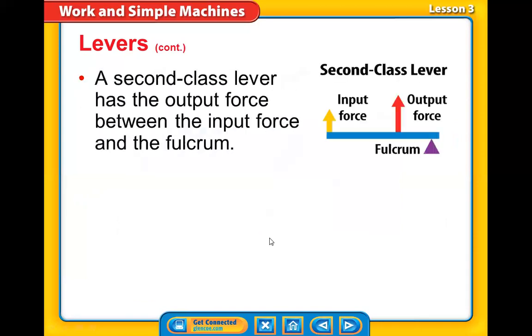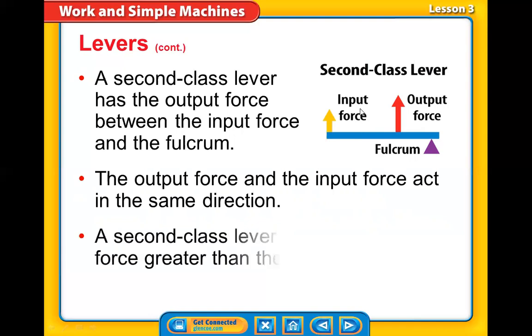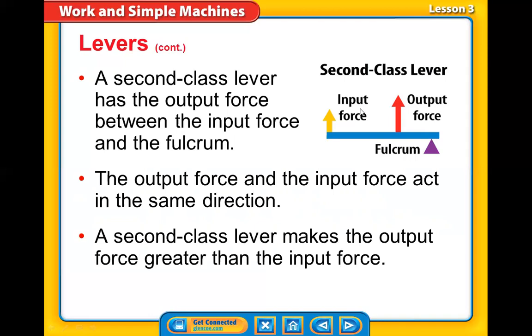In the second type or the second class lever, as we can see here, the fulcrum is not between the input force and the output force. No, the one in the middle or in between them is the output force. So the second class lever is the type of lever that has the output force between the input force and the fulcrum, the fixed point. And also we can see that the two forces act in the same direction. Both of them act upward or in the same direction. Second class lever always makes the output force greater than the input force.